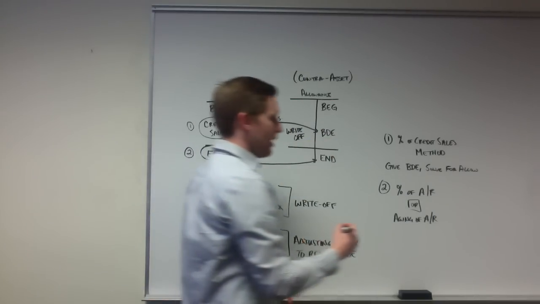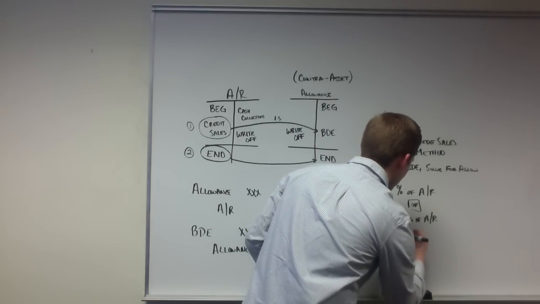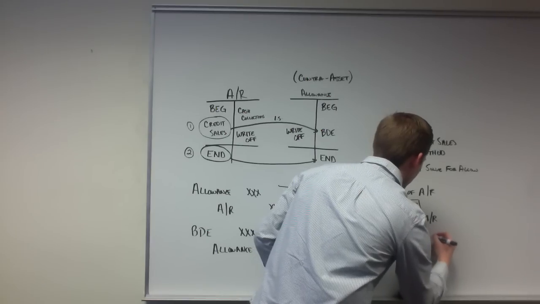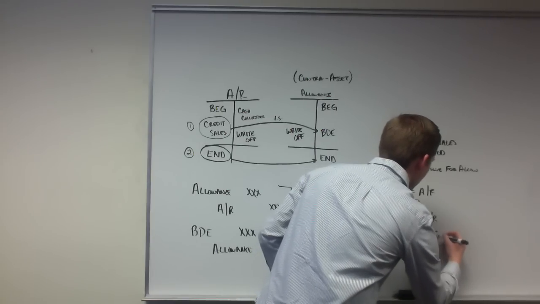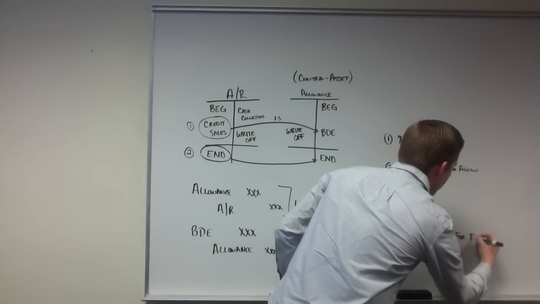So this method gives you the allowance, and you have to solve for bad debt expense.